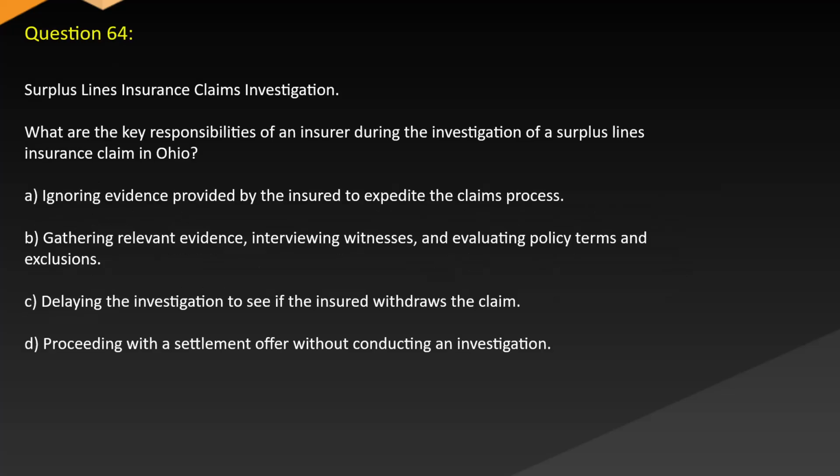3901.19. Question 64. Surplus lines insurance claims investigation. What are the key responsibilities of an insurer during the investigation of a surplus lines insurance claim in Ohio? A. Ignoring evidence provided by the insured to expedite the claims process. B. Gathering relevant evidence, interviewing witnesses, and evaluating policy terms and exclusions. C. Delaying the investigation to see if the insured withdraws the claim. D. Proceeding with a settlement offer without conducting an investigation.